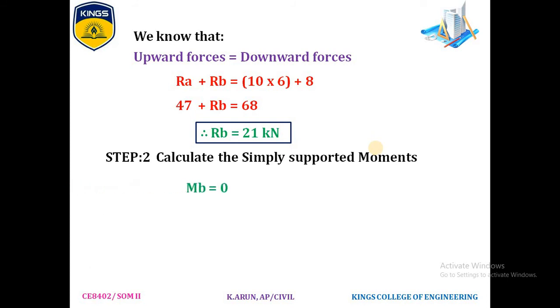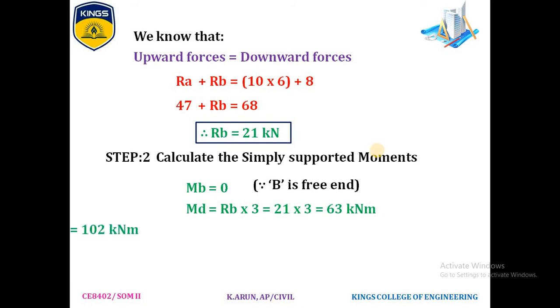Since the fixed ends are removed and the supports are placed at the ends A and B, the moment at B is equal to 0 since it is a free end, and we have to calculate the moment at D. The distance of D and B is 3 meters, so RB into 3, which gives a value of 63 kilonewton meter.